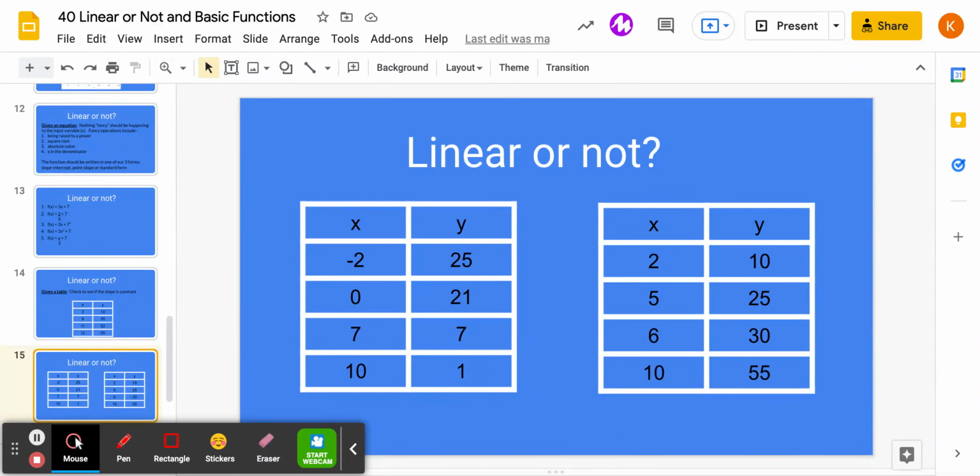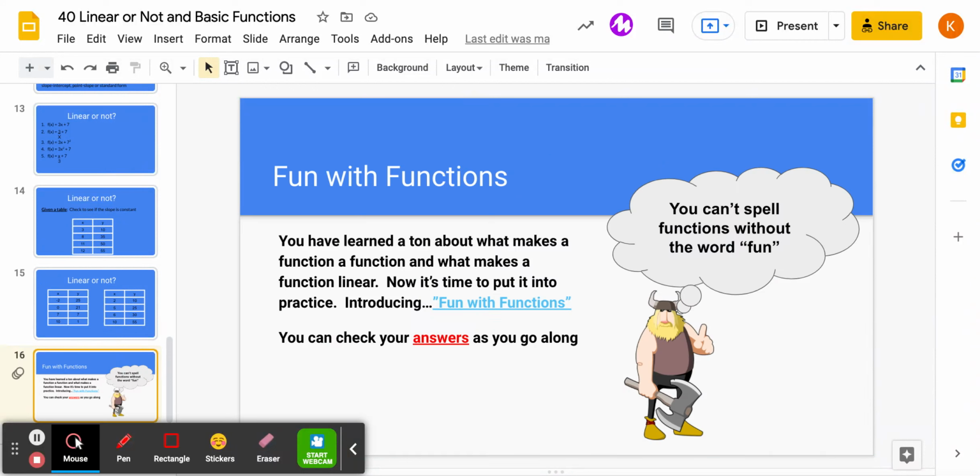This is another example. Same idea. Test the slopes to see if there's a constant rate of change. If there is a constant rate of change, meaning the slope is the same between these points, then it will be linear. If not, then it's not linear. Okay. So that's the summary there for you.